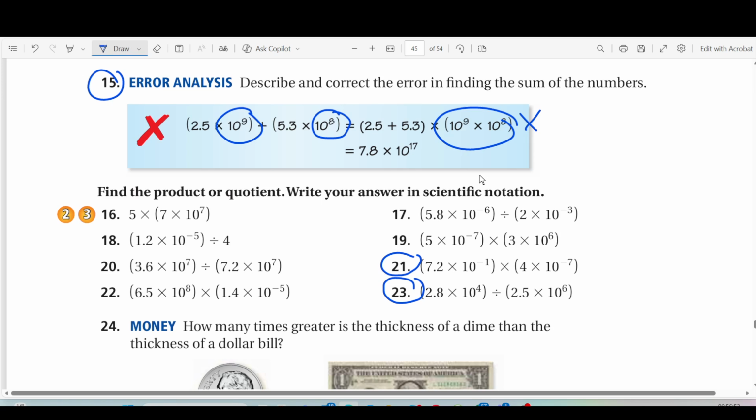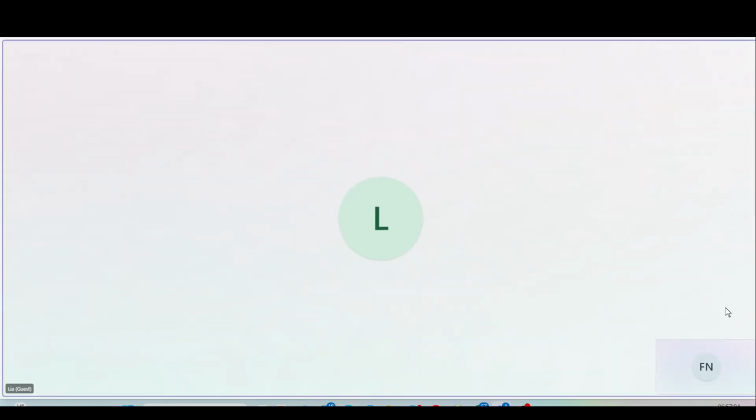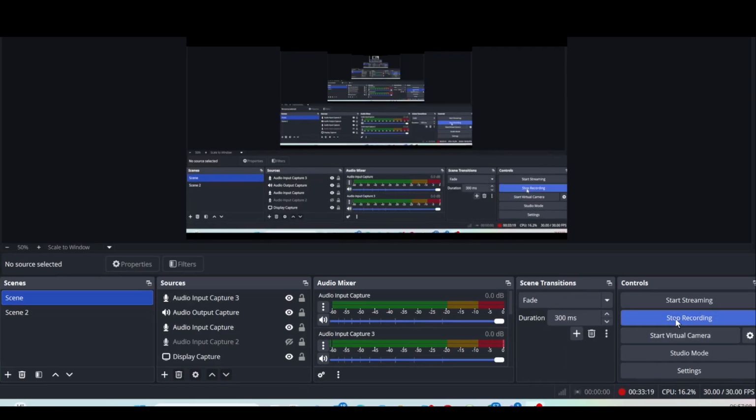We just write it once. Suppose this is 10 to the power 8, so we need to write only 10 to the power 8, right? Because we are adding, not multiplying. Any question? No. Okay, bye.